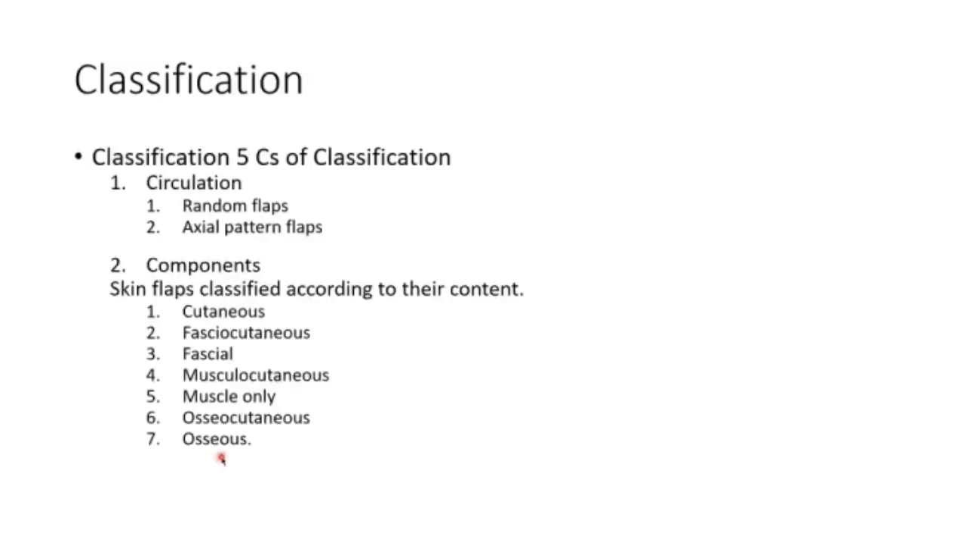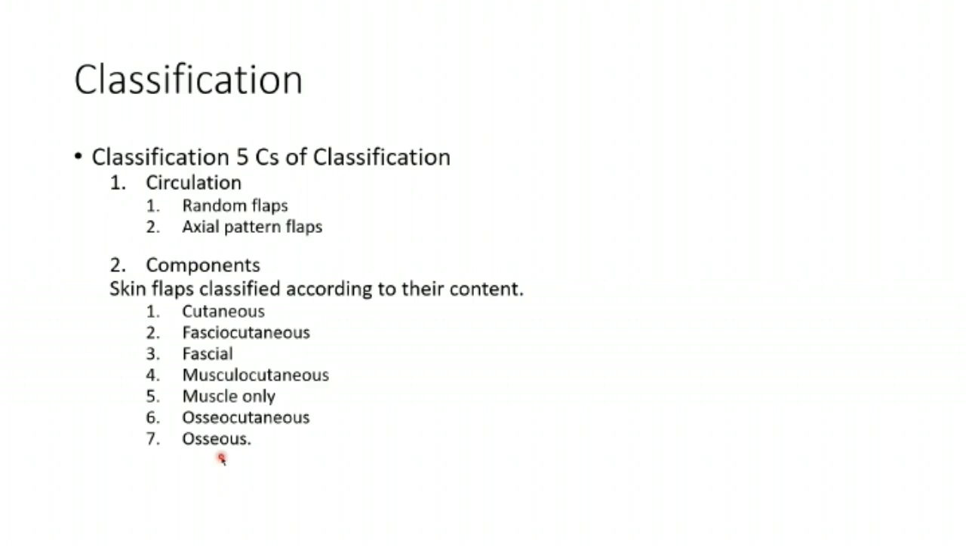First of which is circulation. Based on circulation, if the name of the vessel that supplies the flap is not known, it is referred to as a random flap. And if the name of the vessel supplying that flap is known, it is referred to as an axial pattern flap. Most of the skin flaps that we raise are random flaps, while axial pattern flaps have a named vessel. Based on the components, we again classify the flaps.